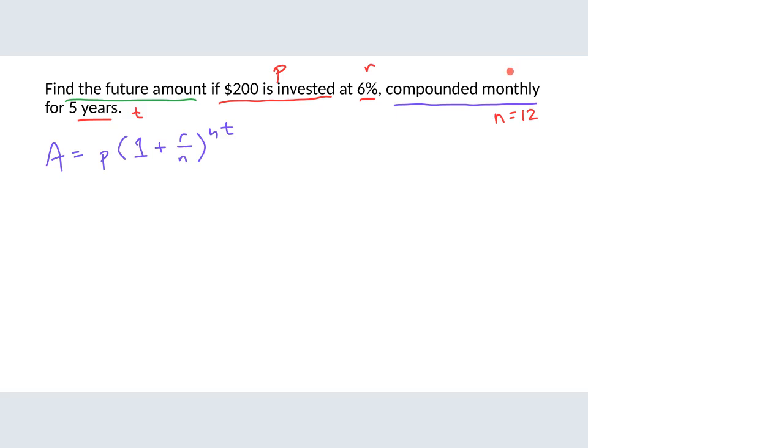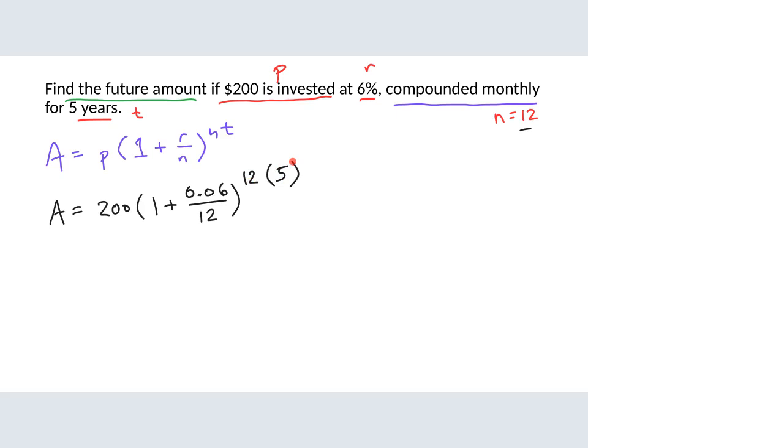Here goes. You let me know if something goes in somewhere and you don't know why it went there. We're just going to plug in for now. So the future amount is going to be the principal, which was $200, times 1 plus R, which is my rate of 6%. Make sure you convert that to a decimal. Over N, which is 12 because it's compounded monthly. That's 12 times a year, so N is 12. The same number goes up here for N, and then T is 5 years. We've got everything plugged in.